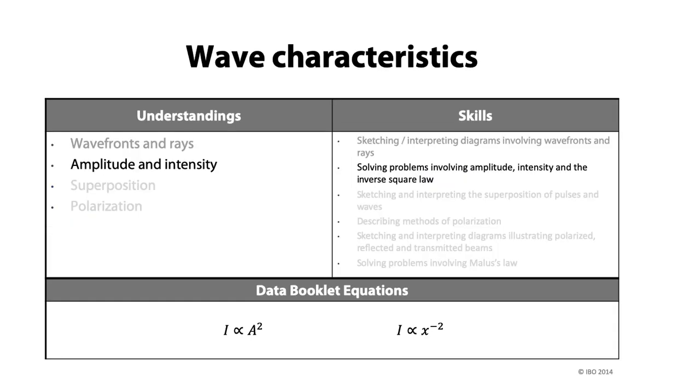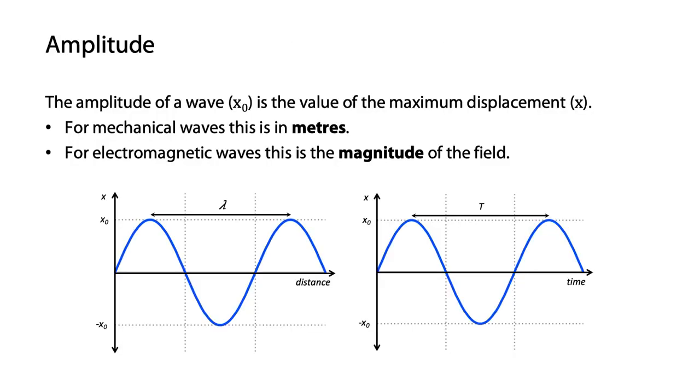The syllabus sections that we'll be looking at are amplitude and intensity, understanding the inverse square law, amplitude, intensity, and solving problems. There are two data booklet equations that we will be examining, and we'll also look at a couple of questions and what they can tell us about what the IB expects us to know.